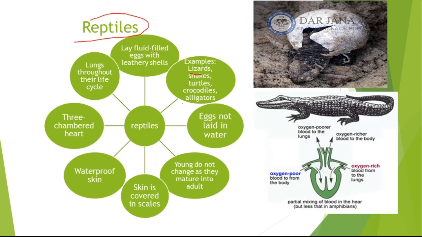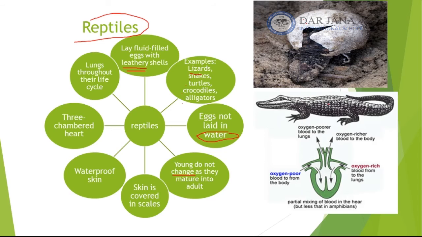So first, they lay fluid-filled eggs with a leathery shell. So first, they have an egg that is covered with a shell. This is 1. 2, the eggs are not laid in water. Okay, this is another difference between reptiles and amphibians. Another difference is that their young do not change as they mature into adults. So the young look like the adult.